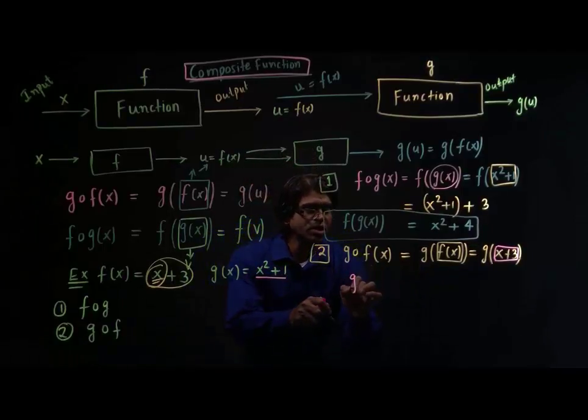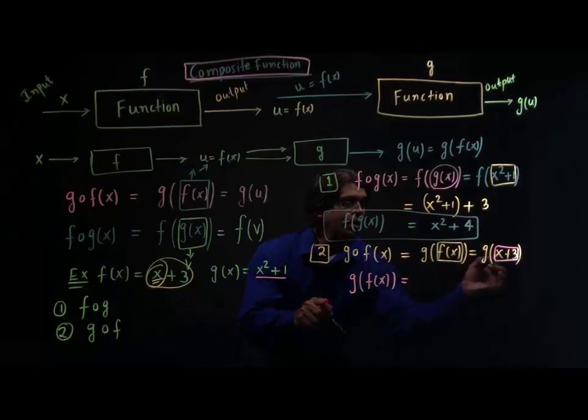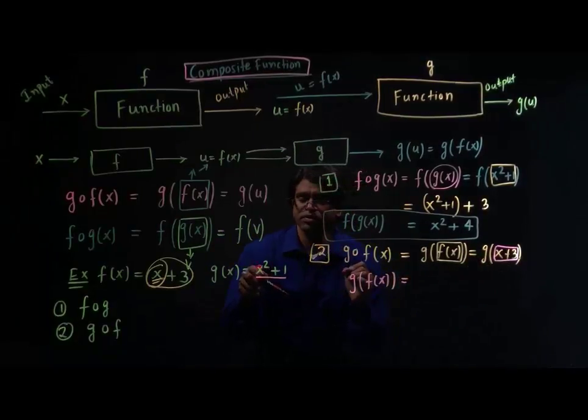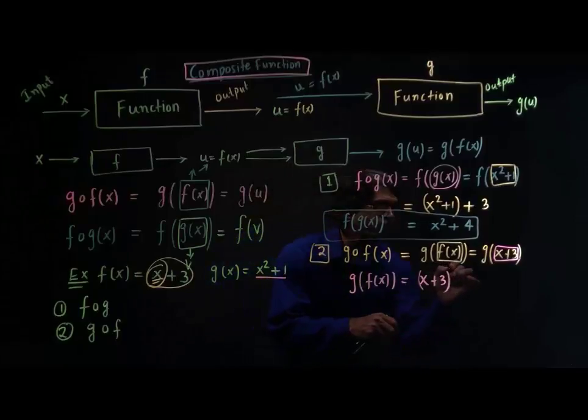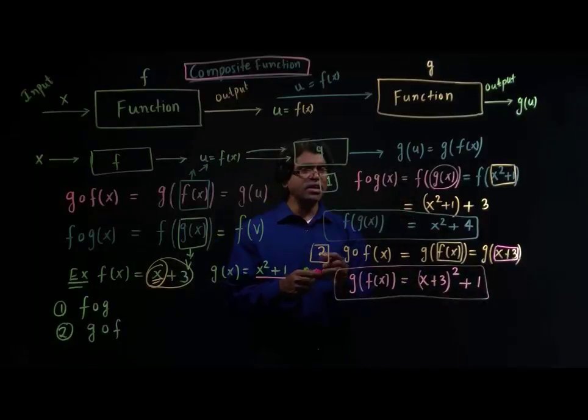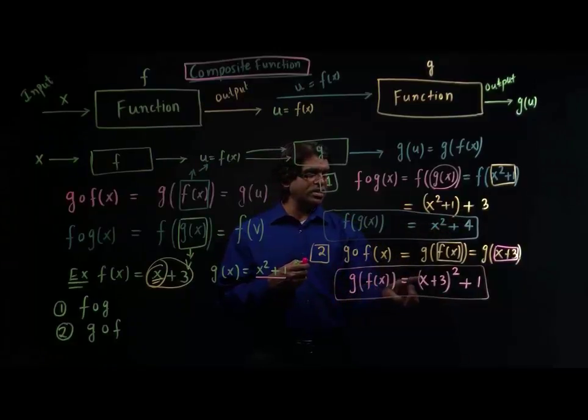So I will write g of f(x) is basically equal to x plus 3 in place of x. So I will write x plus 3, and since I have a square term there, I will write squared plus 1. Now as you can see, f of g(x) is x squared plus 4 and g of f(x) is x plus 3 whole squared plus 1.